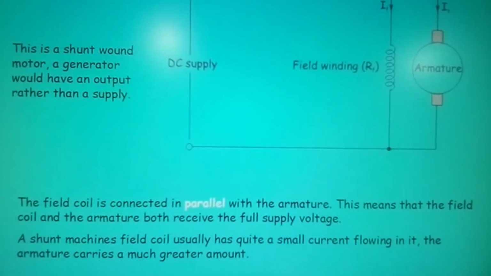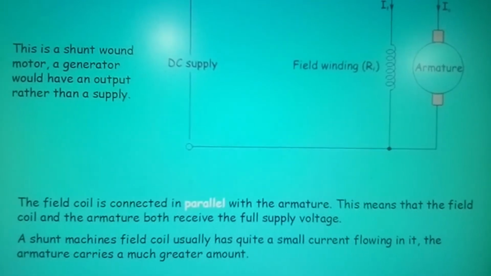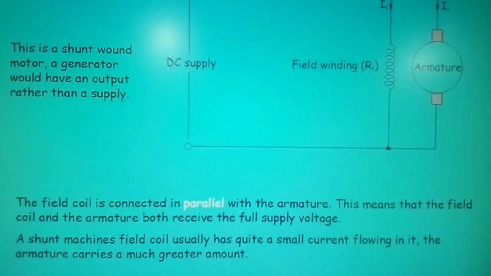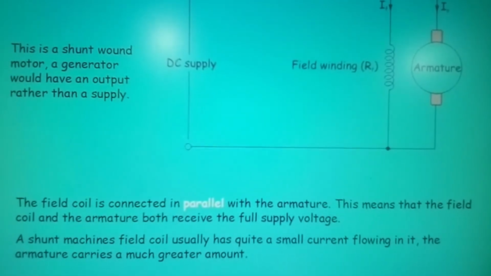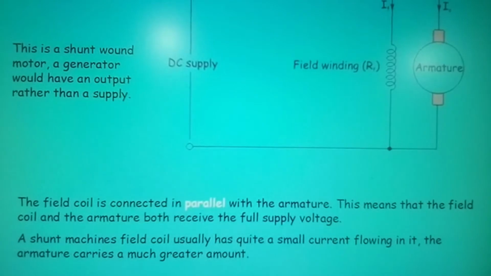Right, the field coil is connected in parallel with the armature. This means that the field coil and the armature both receive the full supply voltage. A shunt machine's field coil usually has quite a small current flowing in it. The armature carries a much greater amount. Okay?